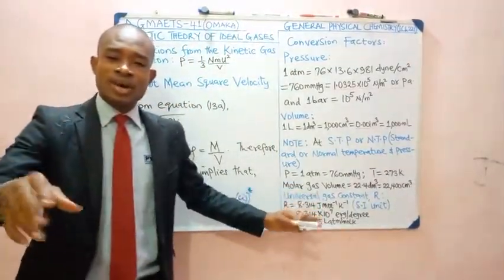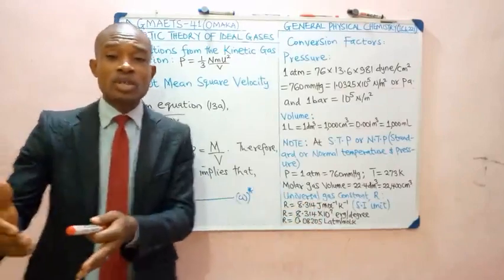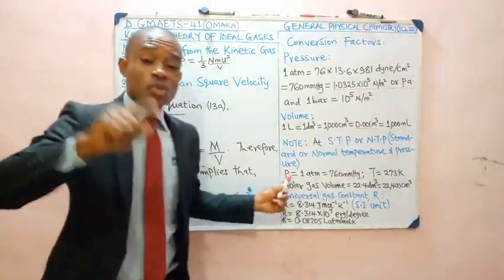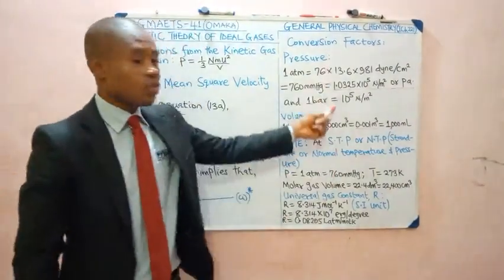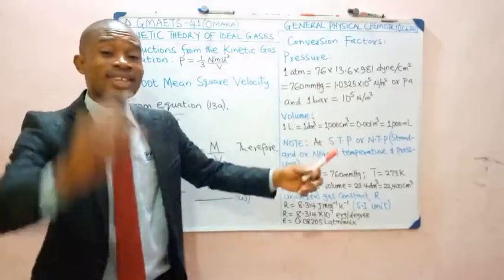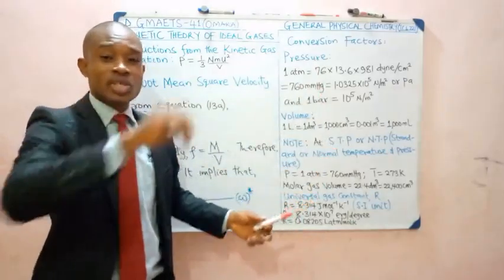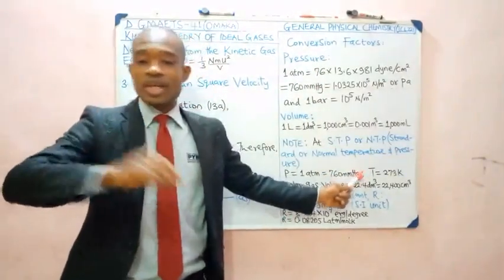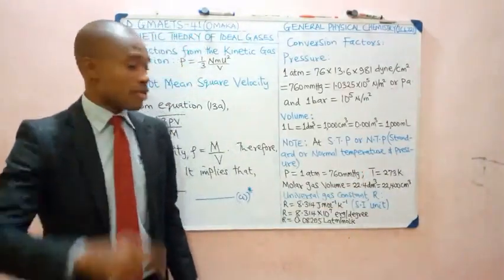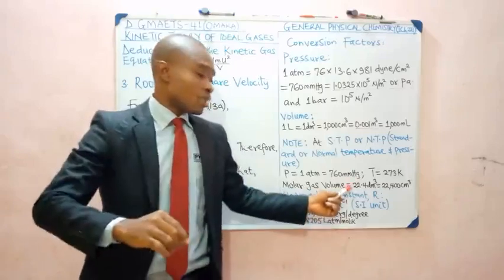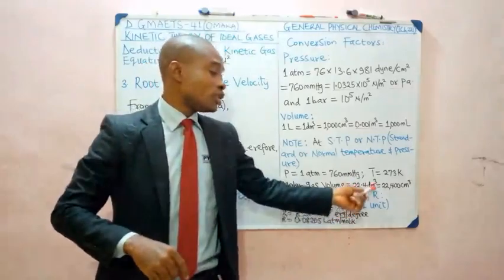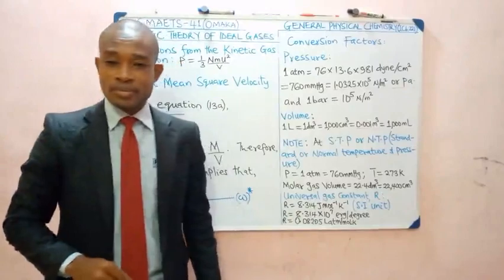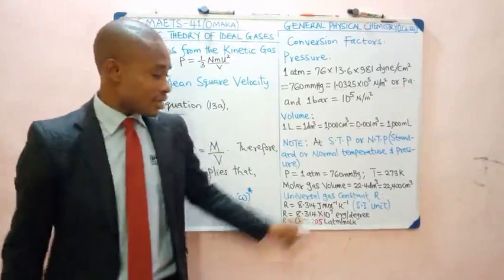Take note, at STP, also known as NTP, that is standard temperature and pressure, or normal temperature and pressure, the value of pressure there is 1 atm, which is the same as 760 millimeter of mercury. What we wrote out here, is that okay? This is the value of pressure at STP. The temperature under that condition is 273 Kelvin, which is 0 degrees centigrade. The molar gas volume at that condition is equal to 22.4 dm cube, which is equivalent to 22,400 centimeter cube. This is the molar gas volume, the volume of 1 mole of a gas.